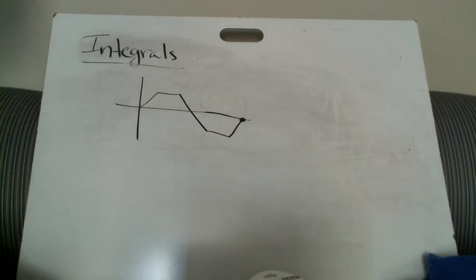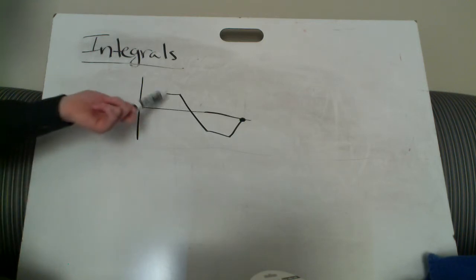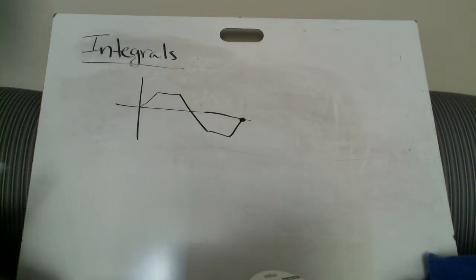Okay. The question is, I've always been dealing with situations like this first portion here, right? I've always had just the graph above the x-axis. What happens when the graph goes below the x-axis? Well, I'm not entirely sure.